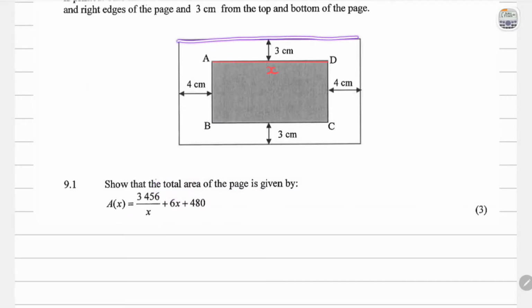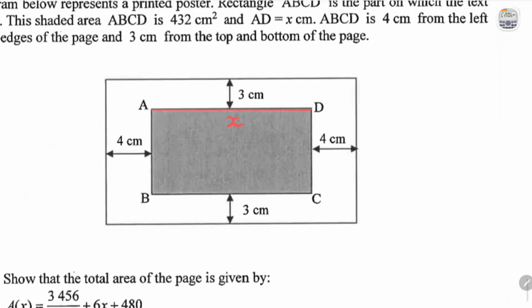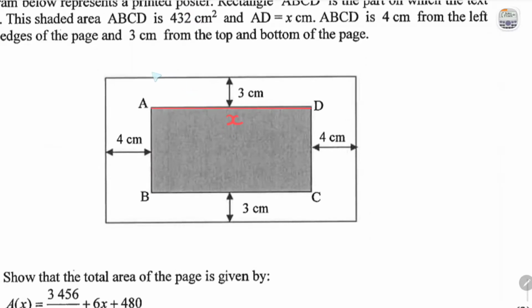So they want us to find the total area of the page given the area of the shaded part and what the sides are. Okay, so with these sides, here is what we can see. They told us that this is X, right? So we can look at it as the dimensions of the page. This is X over here, and you can see that this is 4 centimeters from the shaded to the edge of the page. So we have 4 centimeters here and 4 centimeters here. So this is X plus 8 centimeters. That would make up the length of the page.